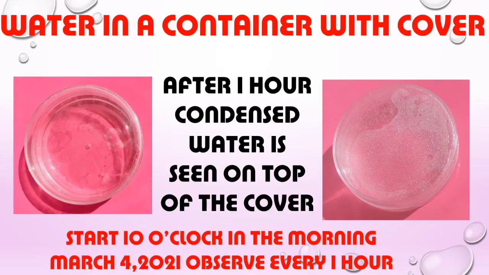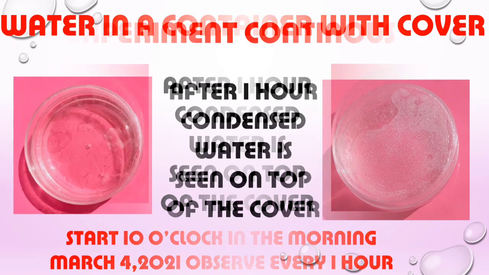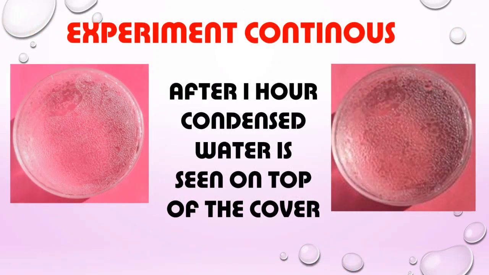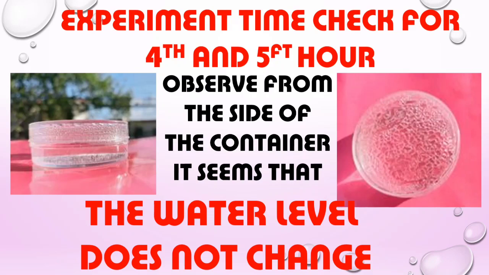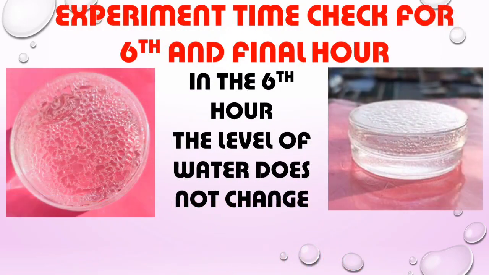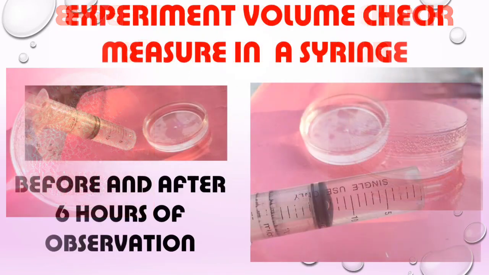Setup number 2. The closed container with water is placed on a direct sunlight. Condensed water seen inside the container. And after 6 hours, that is 4 o'clock in the afternoon, the level of water does not change.